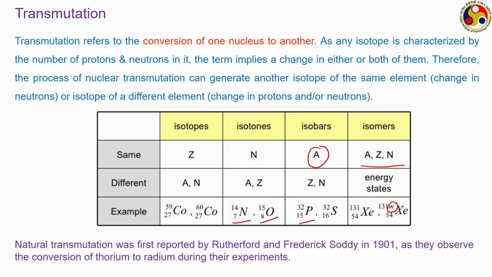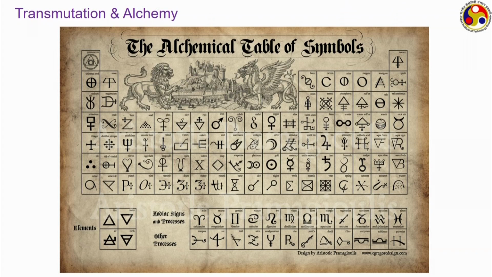This topic of nuclear transmutation was first reported by Rutherford and Frederick Soddy in 1901, as they observed the conversion of thorium to radium during their experiments. It was completely a natural phenomenon which they observed. Before I come back to this, I should establish the relationship between transmutation and alchemy.